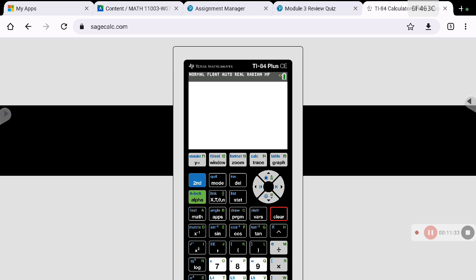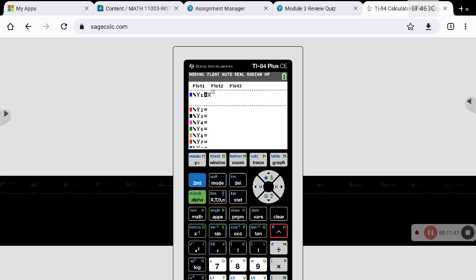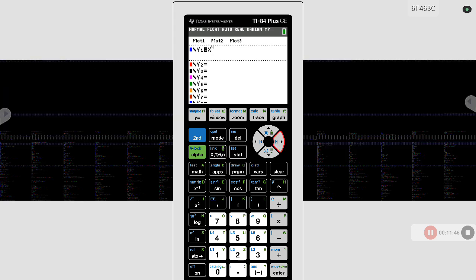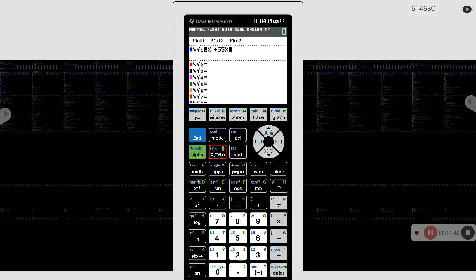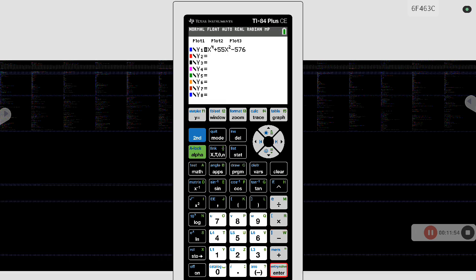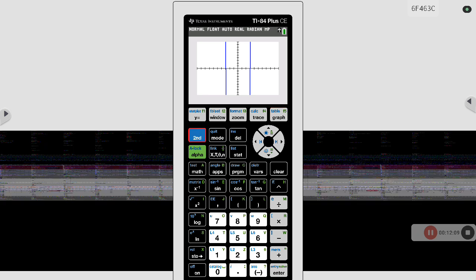So I'm going to go to my y equals, put in my function, x to the fourth plus 55x squared minus 576. And let's graph that. So it looks as if there's x-intercepts at positive 3 and negative 3. I can double check that by looking at the table, second table.